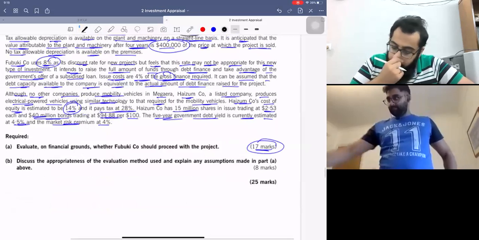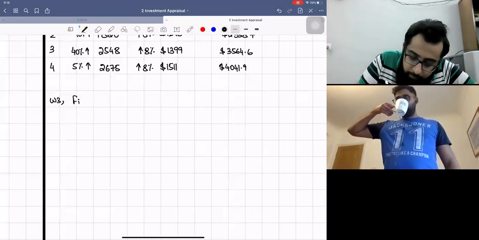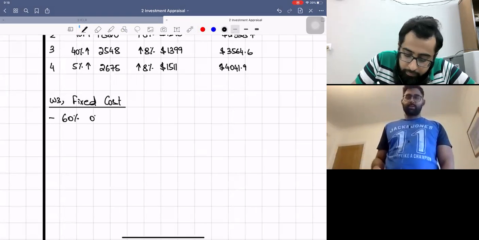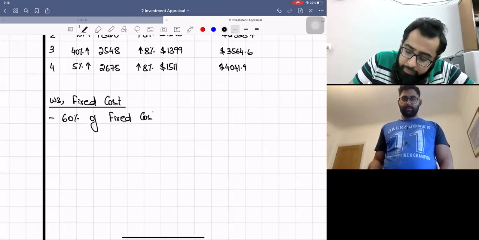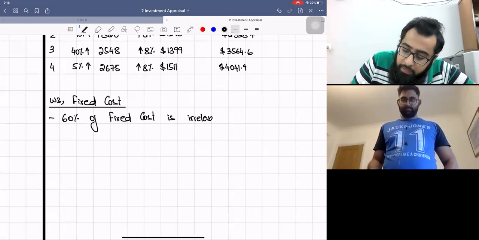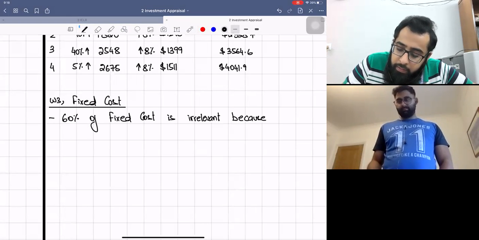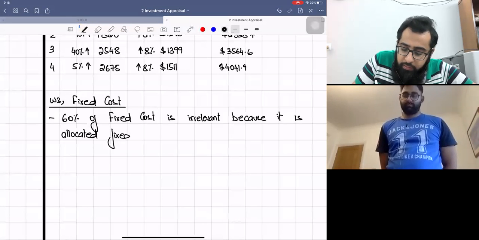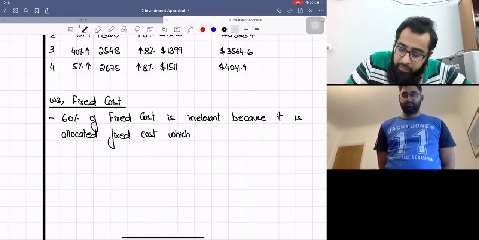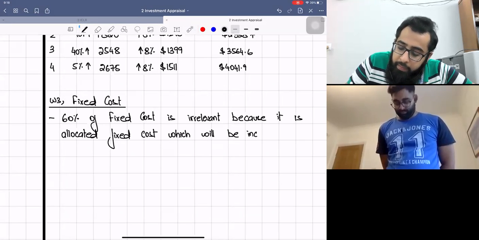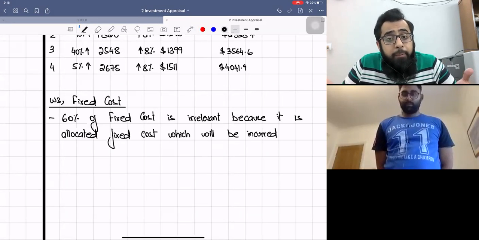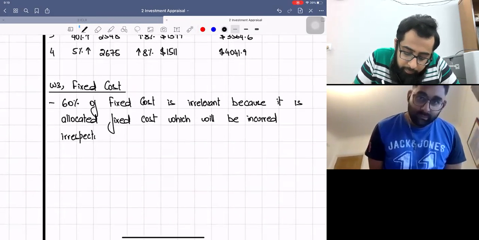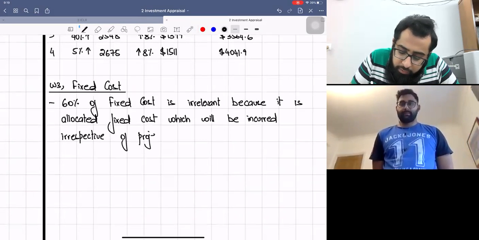So, working number 3 is for fixed cost. Now, what do you do with fixed cost? 60% of fixed cost is irrelevant because it is allocated fixed cost which will be incurred irrespective of the project. Allocated means that it is incurred irrespective; you are just allocating it. So 40% of the fixed cost is relevant.